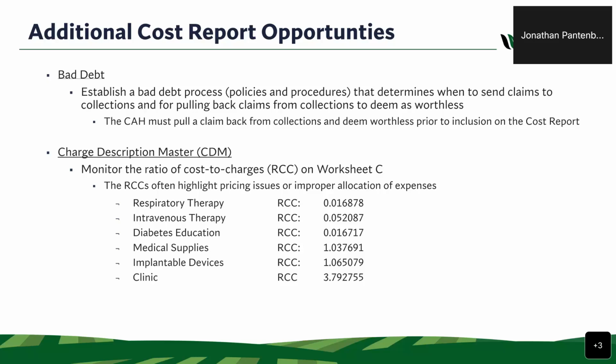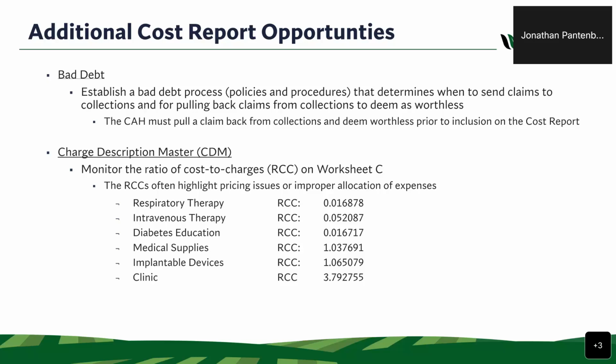The first thing we want to do is ensure that if claims are not collected, we send them off to a collection agency to try to pursue those claims. If a certain amount of time passes and that collection agency was not able to make any progress on the collection of those claims, we want to pull those claims back, deem them as worthless, and then include them on the cost report, so we get that percentage back from Medicare. We cannot include claims on the cost report that have not been deemed worthless and pulled back from the collection company. So long as anybody continues to try to collect on those claims, we cannot include them going forward.